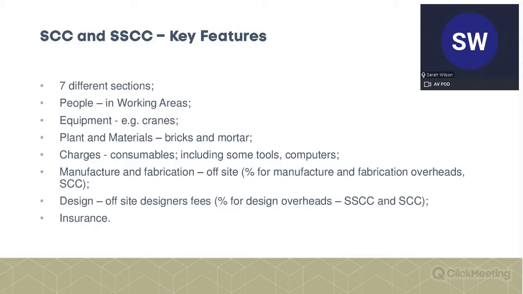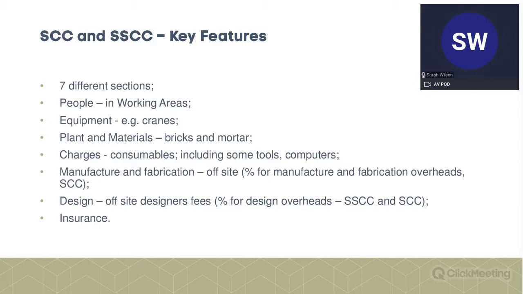So just a quick point regarding each. The first one is for people. That's your staff on site. When I say on site, that's a very broad description, because the specific requirement is that it's people in the working areas. So bear that in mind. We'll come back to that. The equipment, so this is your cranes and your other equipment that you need to carry out the construction work. The next item is your plant and materials, so your bricks and mortar, the materials that you need to carry out the construction.